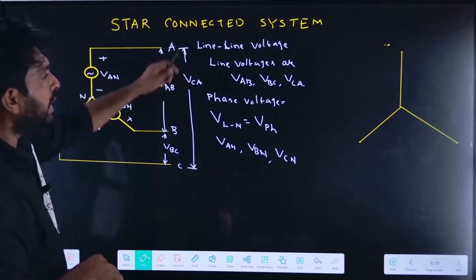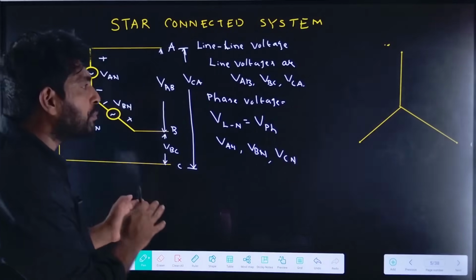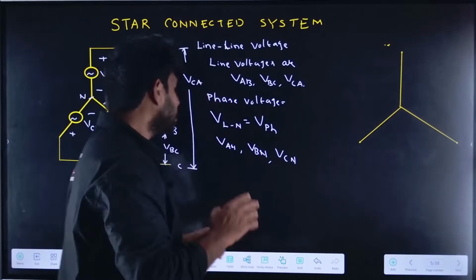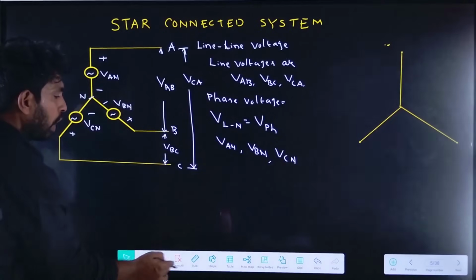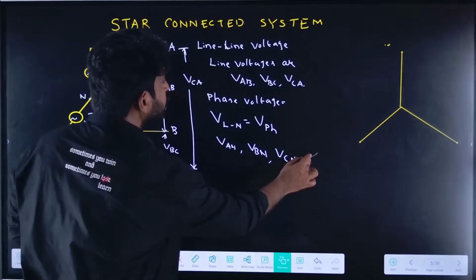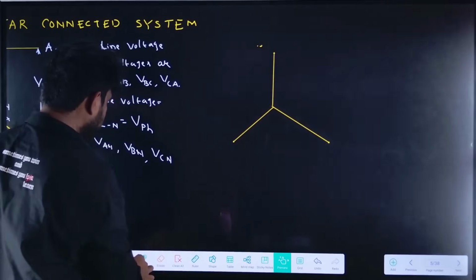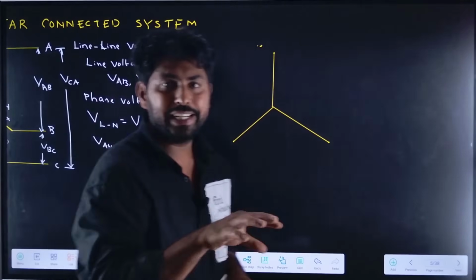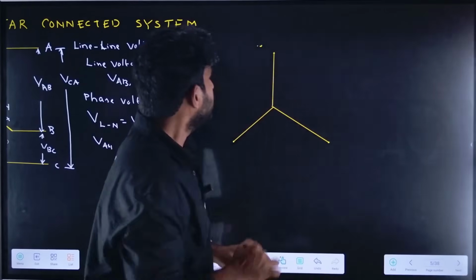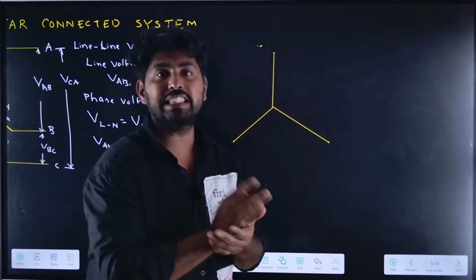Now if you consider the star connected system, let us represent it in the vector diagram. Let me draw this in the vector diagram. Each phase here is displaced by 120 degrees. I will take VAN as a reference.